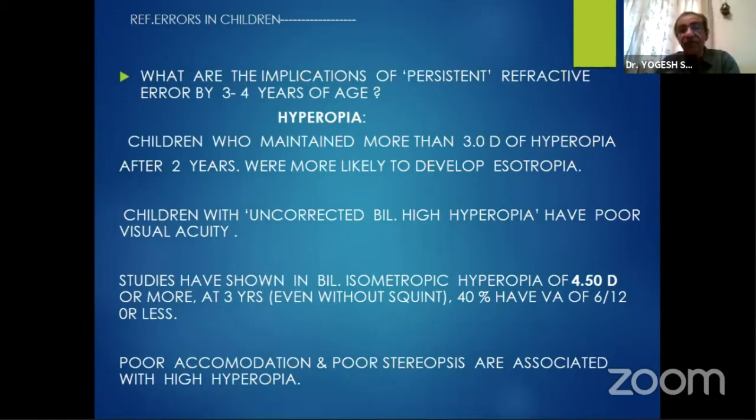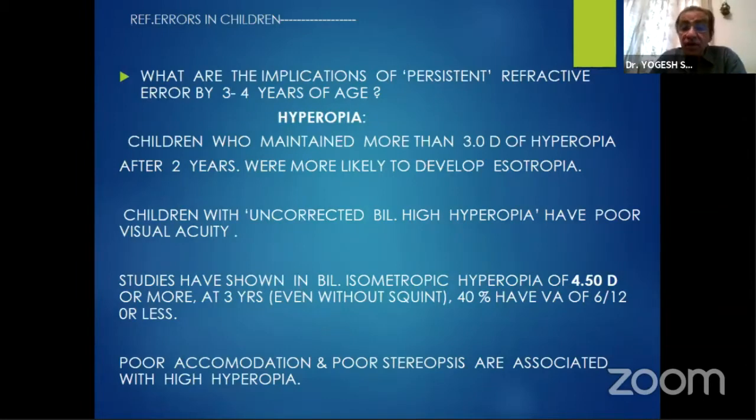I have something here for hyperopia also. Children who maintained more than 3 diopters of hyperopia after 2 or 3 years of age were more likely to develop esotropia, accommodative esotropia. We know that any hypermetropia of 2.5 or more, or even 2, we have seen in patients. If they have an abnormal AC/A ratio, they could develop esotropia even with 1 or 2 diopters.